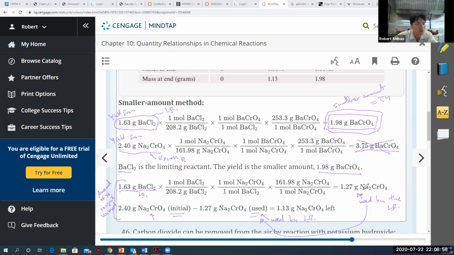1.27 grams is the amount required stoichiometrically for 1.63 grams. We actually started with 2.40 grams here. So 2.40 minus 1.27 gives us 1.13. So 1.13 grams of sodium chromate is kind of wasted. It's left unused. So this is an additional calculation that's common, that is, how much of the excess reactant remains unreacted. Very common calculation, this second step. The first term here is given. The second term we calculate using stoichiometry, and that stoichiometry calculation is up here.